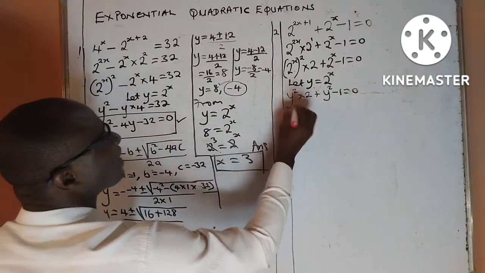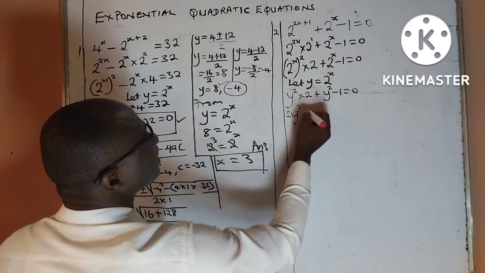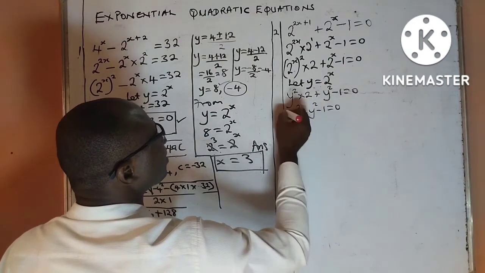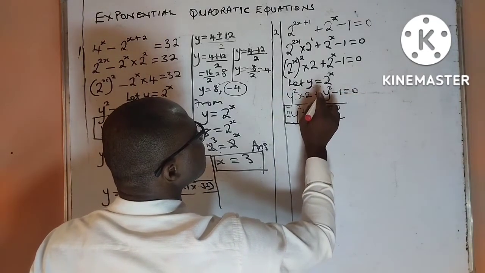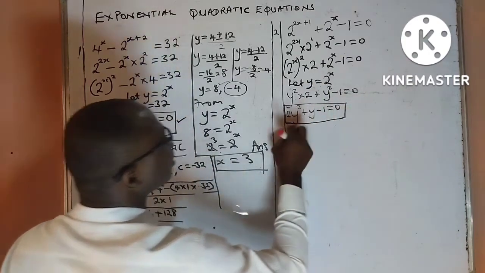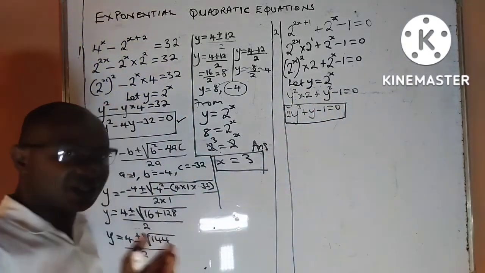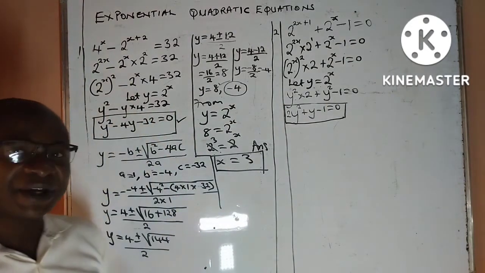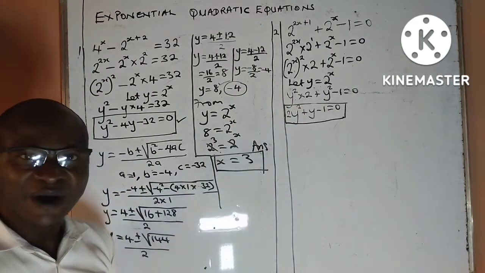I will use this 2 to multiply y squared. It will give me 2y squared, then plus y squared minus 1 equal to 0. This is now a quadratic equation, 2y squared plus y minus 1 equal to 0. So, I will now still make use of the quadratic formula to get the value of y.